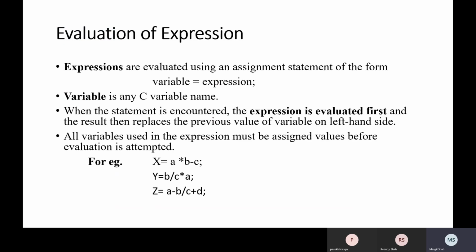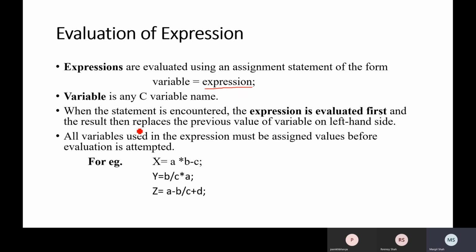Now the evaluation of an expression, that we need to understand. Expressions are evaluated using an assignment statement of the form: variable is equal to expression. How this will be executed is our focus right now. The variable is a C variable name. When the statement is encountered, the expression is evaluated first and then the result replaces the previous value of the variable on the left hand side.